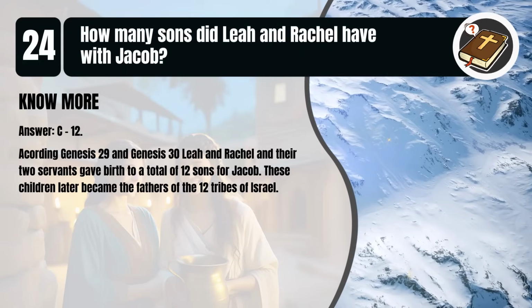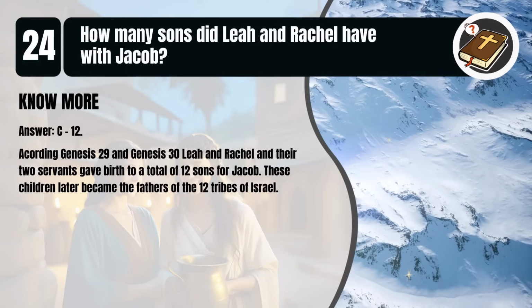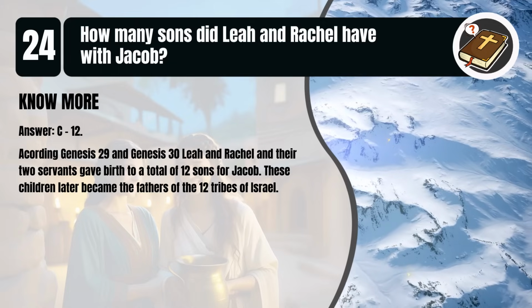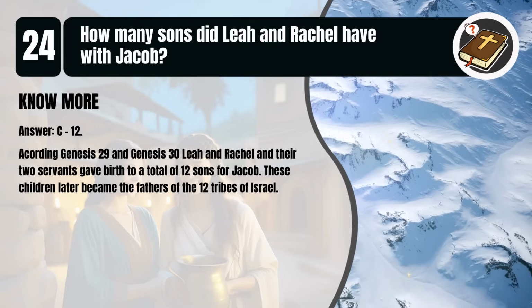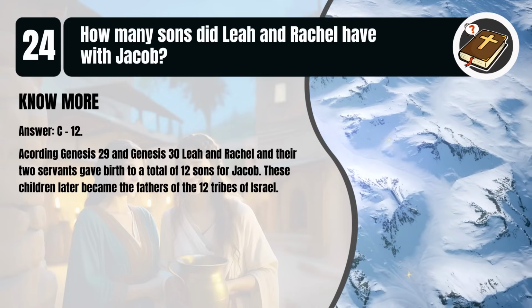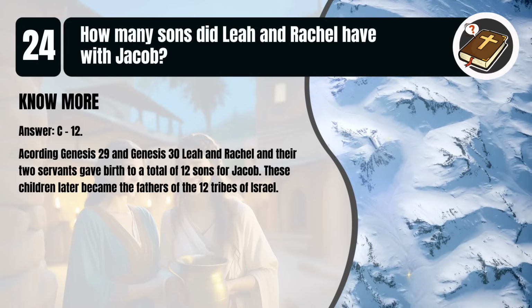That's C. 12. According to Genesis chapter 29 and Genesis chapter 30, Leah and Rachel and their two servants gave birth to a total of 12 sons for Jacob. These children later became the fathers of the 12 tribes of Israel.